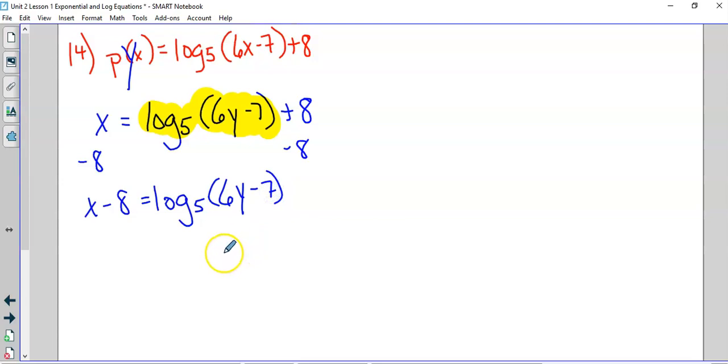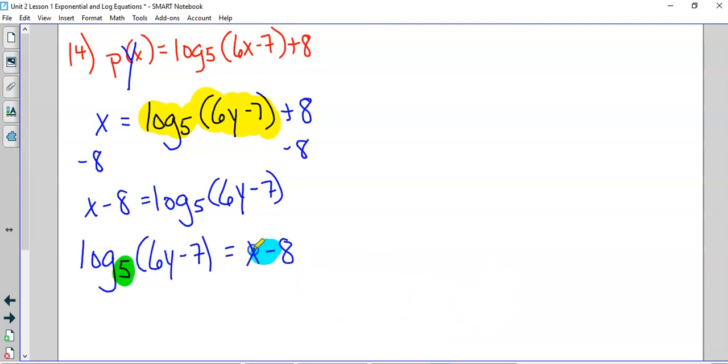Okay. So now I'm going to rewrite it. Again, it's just me. You don't have to do it this way, but I like to rewrite it where this part is on the left side. Log base 5, 6y minus 7 equals x minus 8. Okay, so let's talk about the different parts again. I'm going to get a different color. This is my base. This is my exponent. And then this is the part that goes on the right of the equals when I get there.